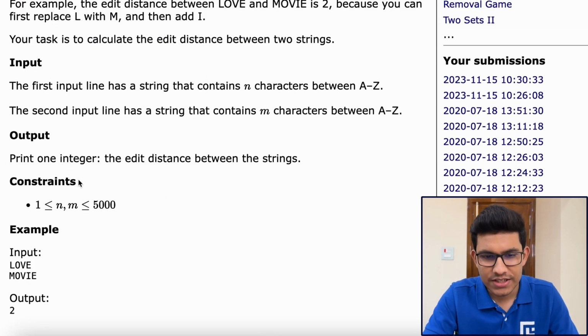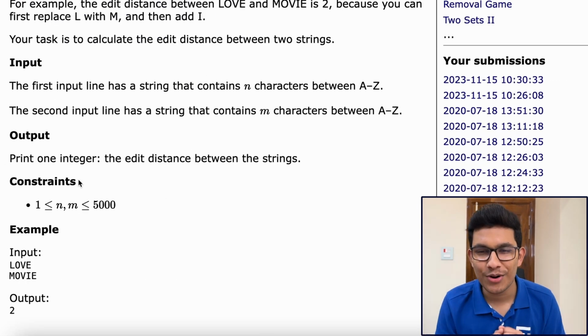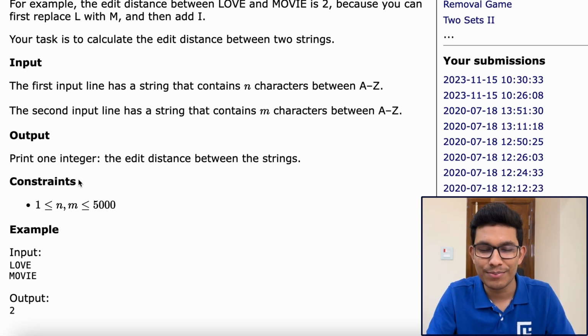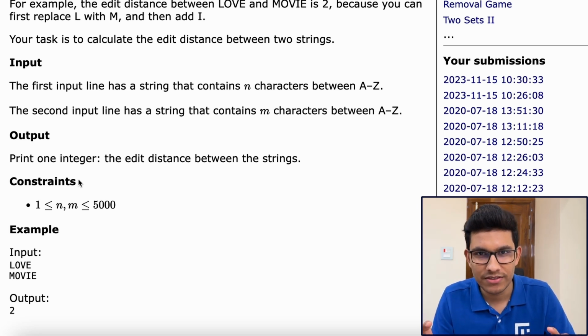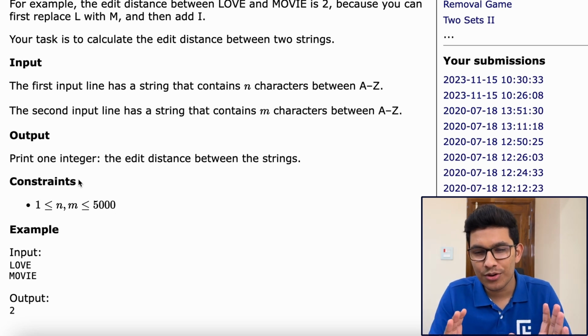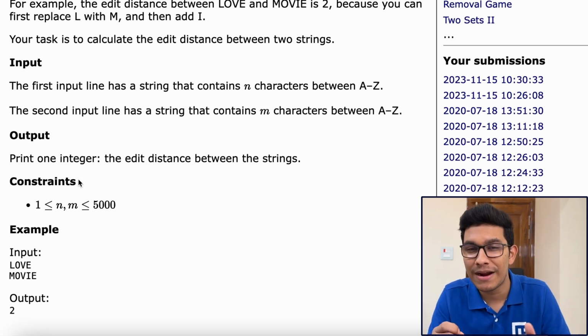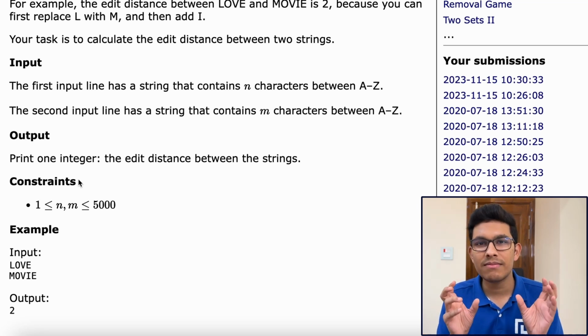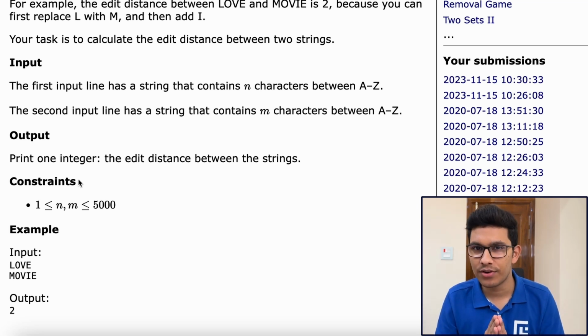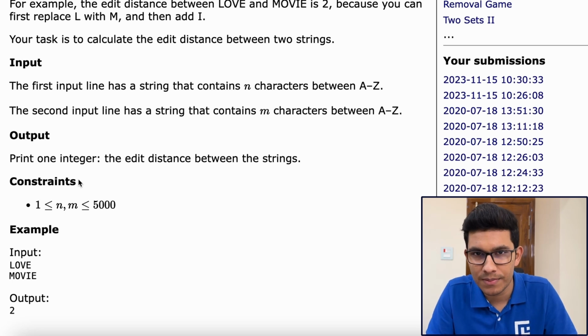First of all, let's look at the constraints. The constraints are very important here. It's given that n is going up till 5000 and m is going up till 5000. N and m are both lengths of the strings, right? So this clearly tells us that some sort of solution like n into m might also work. This is one hint that you should get from constraints whenever you're solving DP problems.